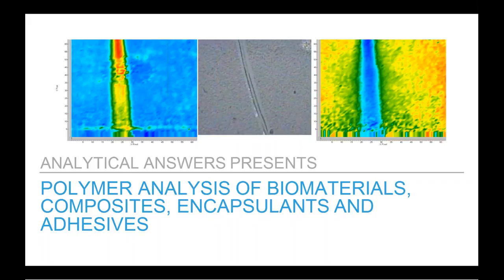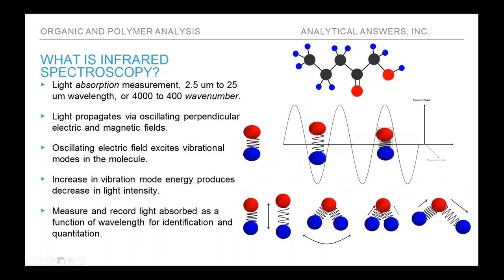So as you see on the screen there, what we're going to be talking about today is various analysis of biomaterials, composites, encapsulants, adhesives, general polymer analysis. The main technique we use is infrared spectroscopy. And infrared spectroscopy, unlike most of the measurements we do here at Analytical Answers, is a light absorption measurement. What we're actually measuring is energy that's being soaked up or absorbed by the sample in the range of about 2.5 micron to 25 micron. We actually work in units of wave number, so 2.5 micron corresponding to 4,000 wave number, 25 micron at the other end corresponding to 400 wave number.